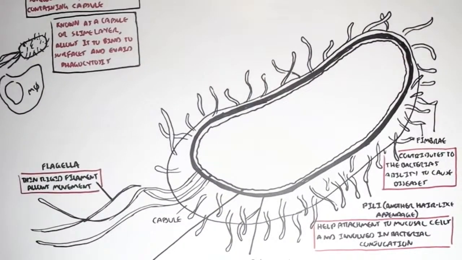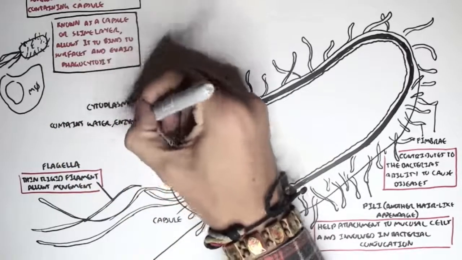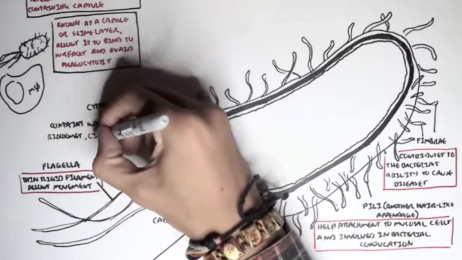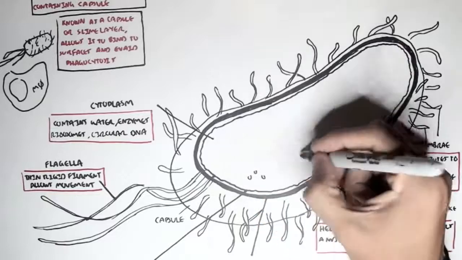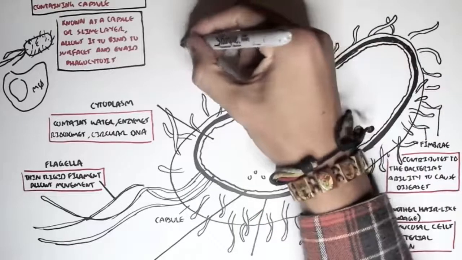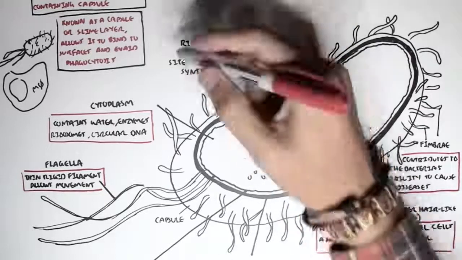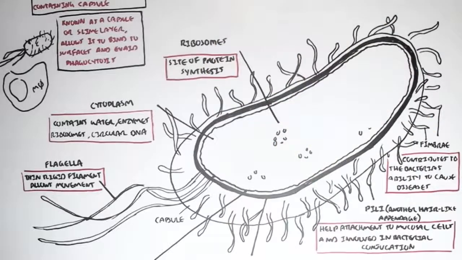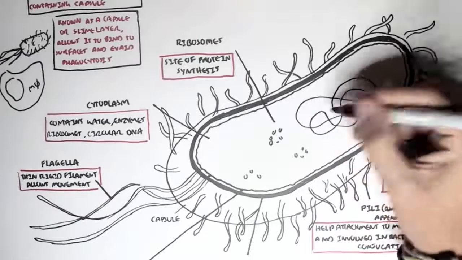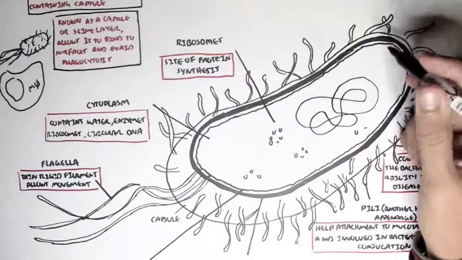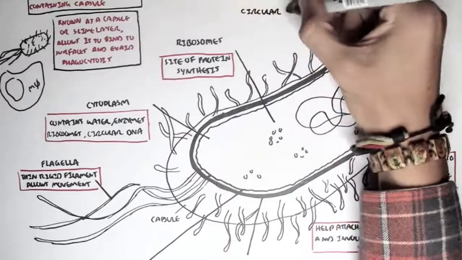So now that we know about the layers the bacteria has, let's look at the cytoplasm of a bacteria. Cytoplasm contains water, enzymes, ribosomes, and circular DNA. And this is the fundamental difference between a bacteria and a eukaryote, or human, for example. So ribosomes are, as we know, the site of protein synthesis, and they can be found all around the cytoplasm here. The DNA in bacteria is circular and not linear, such as the DNA in humans. But it should be noted that humans also have circular DNA in the mitochondria.